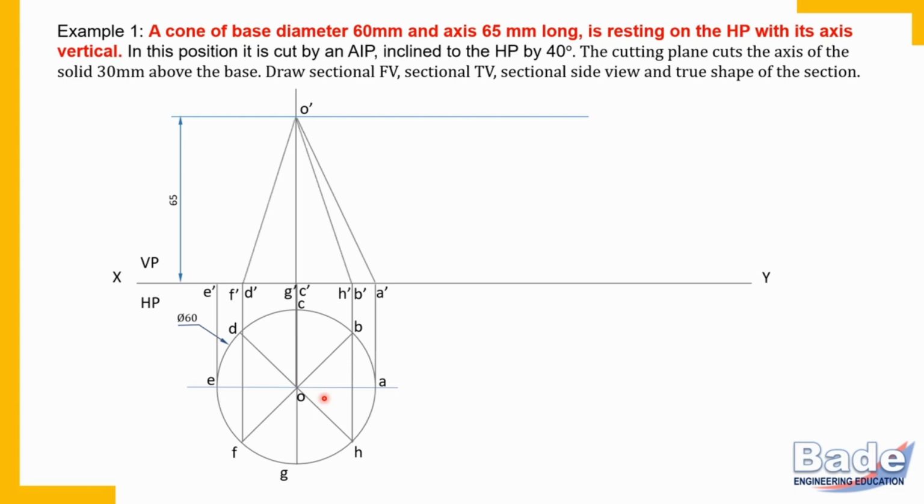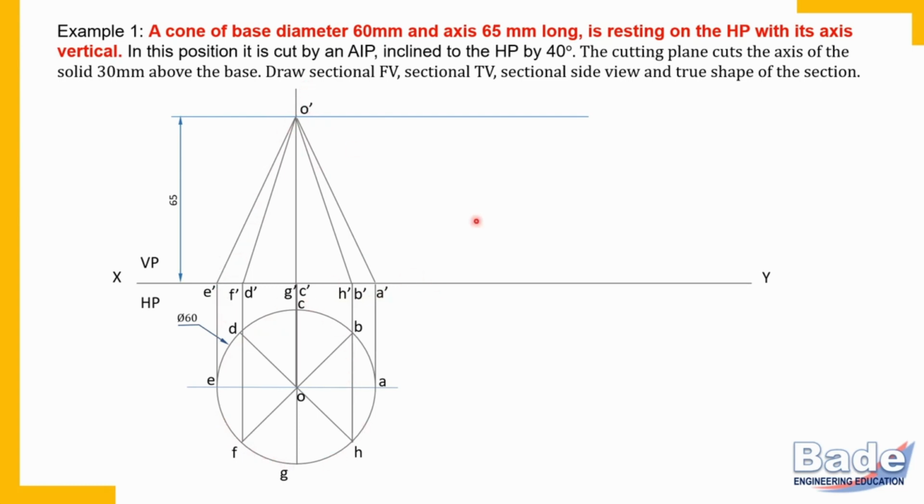So OA dash, OB dash, OC dash, OD dash, OE dash. This is how we have drawn all 8 generators in the front view also. Remember, generators are not edges. You must not make the generators dark. In views of a cone, only the boundary of the cone must be dark. Only the boundary must be dark.